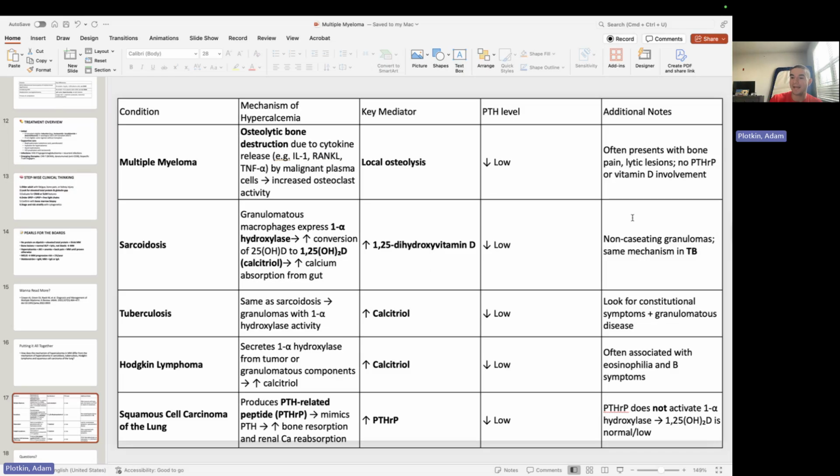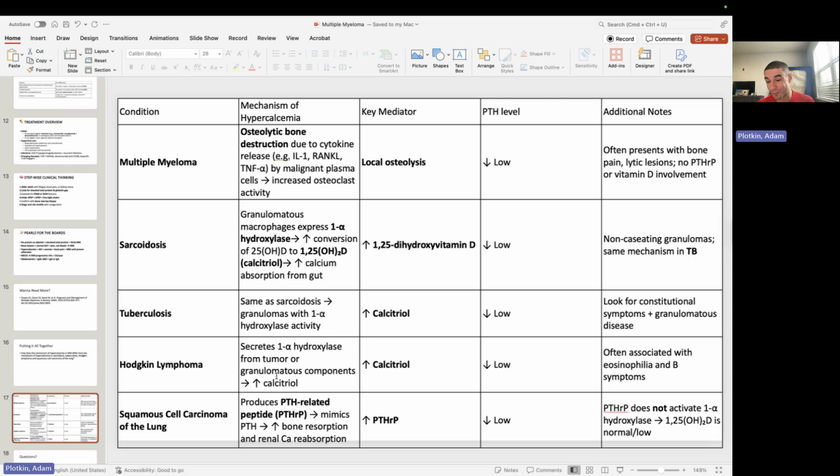So again, it's going to be the same mechanism as TB, but for sarcoid, they're non-caseating granulomas. For TB, they're caseating granulomas. So again, we don't really need to talk about it for TB. We just talked about it. Sarcoid, non-caseating granulomas increase the production of 1-alpha hydroxylase. TB, caseating granulomas increase the production of 1-alpha hydroxylase. We increase 125-OHD, it goes to the gut, increases calcium reabsorption.